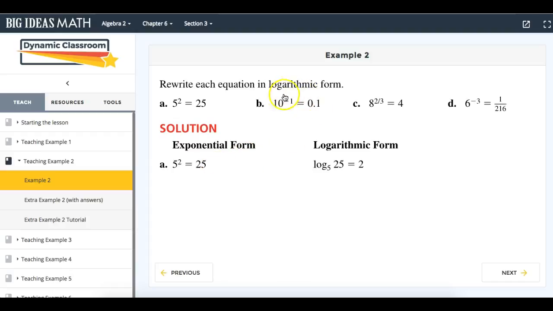Now this works with negative numbers and decimals as well. So let's go ahead and look at this. 10 is our base, so that's going to become log base 10, and 0.1 and negative 1 switch. So we get log base 10 of 0.1 equals negative 1. Okay, so I'm going to add another question here, and what I want you to do is do part C and D yourself.